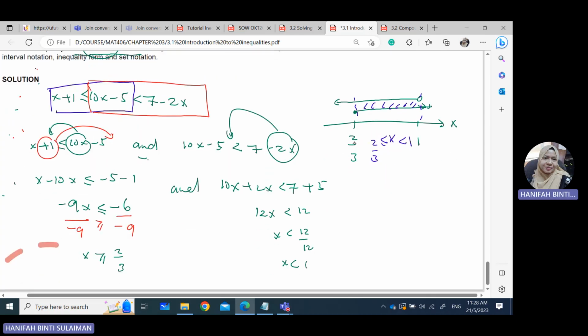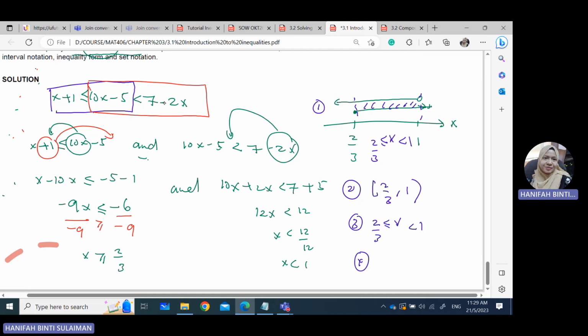Number line, yang number line. Number 2, interval notation. So bila interval notation, nilai paling kecil bagi x is 2 over 3. And it is approaching to 1. Okay, menghampiri ke 1 tapi bukan 1. Kemudian number 3, inequality form. Inequality form, this form. X is greater than or equal to 2 over 3 and less than 1.